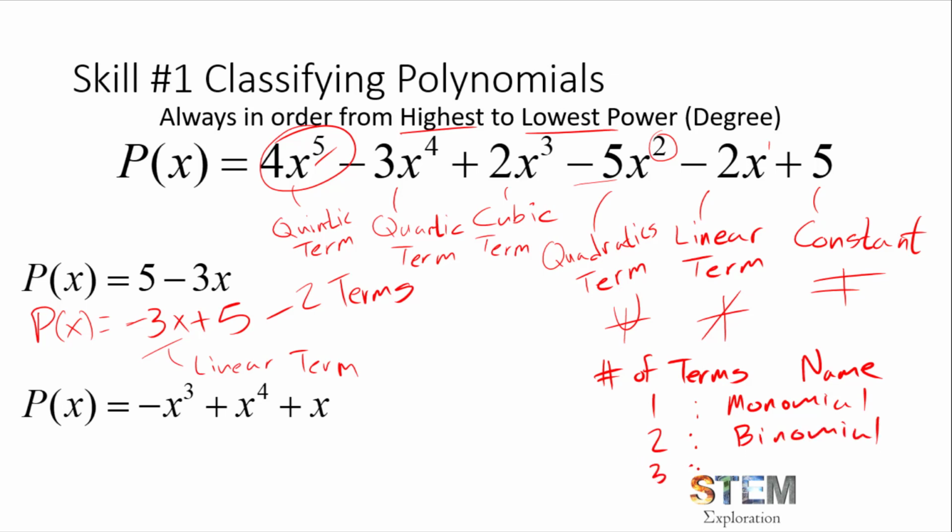If something has 3 terms, we call it a trinomial. And mind you, these each kind of get their own name because they're all relatively common, right? And then if something has 4 or more terms, we call it a polynomial.